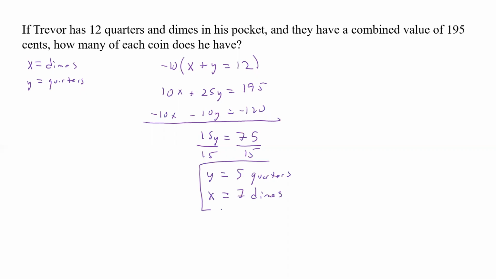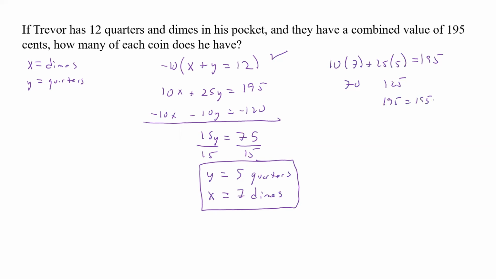So that's what we're saying is the correct value. So does 5 plus 7 equal 12? Yes. Now does 10 times 7 plus 25 times 5 equal 195? Well, that's 125. That's 70. And 70 in that's going to be 195 equals 195. So that works as well. So that is our correct value. Okay.